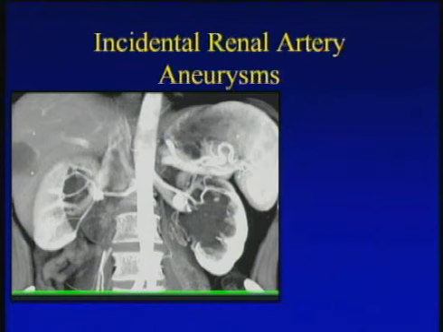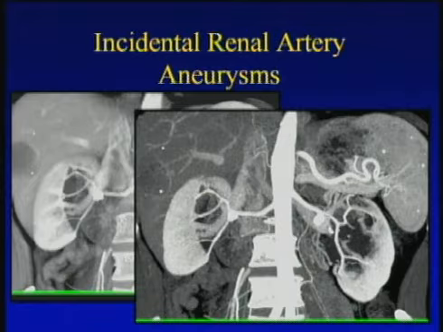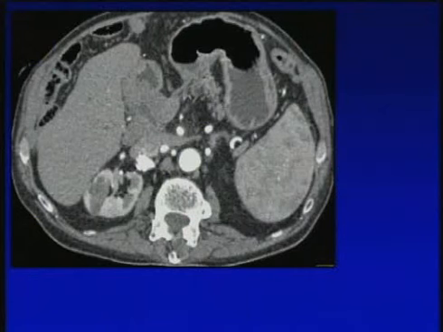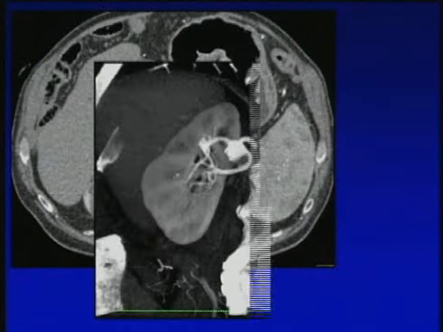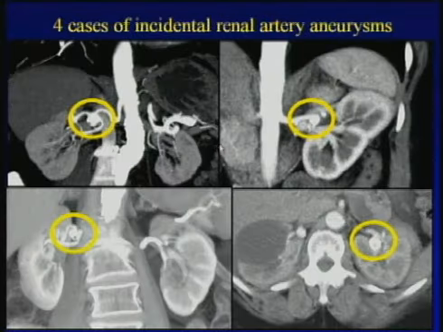More commonly these days, routine pickups. Often they're underestimated on the axial images. When you go to a 3D map, it's more obvious the presence of aneurysms, both in terms of size, feeding vessels, whether you need surgery or embolization.